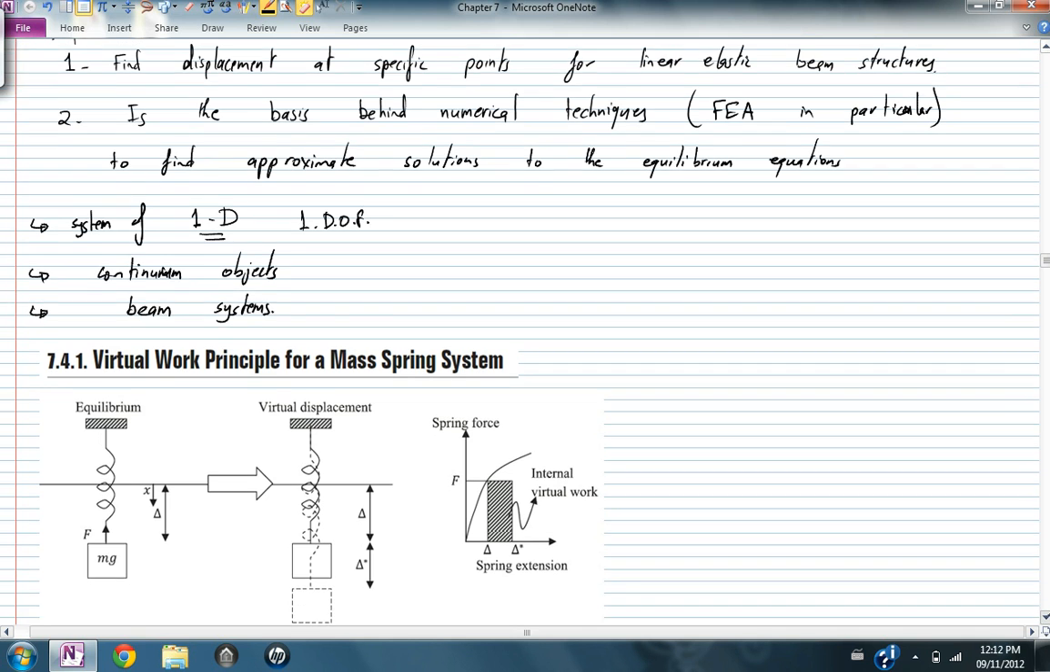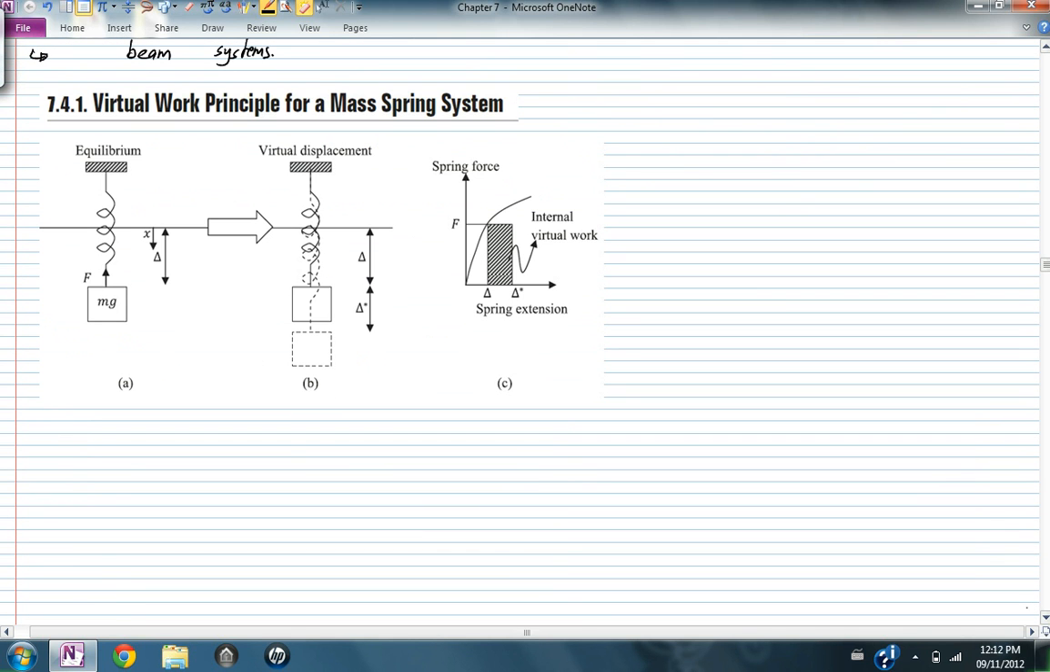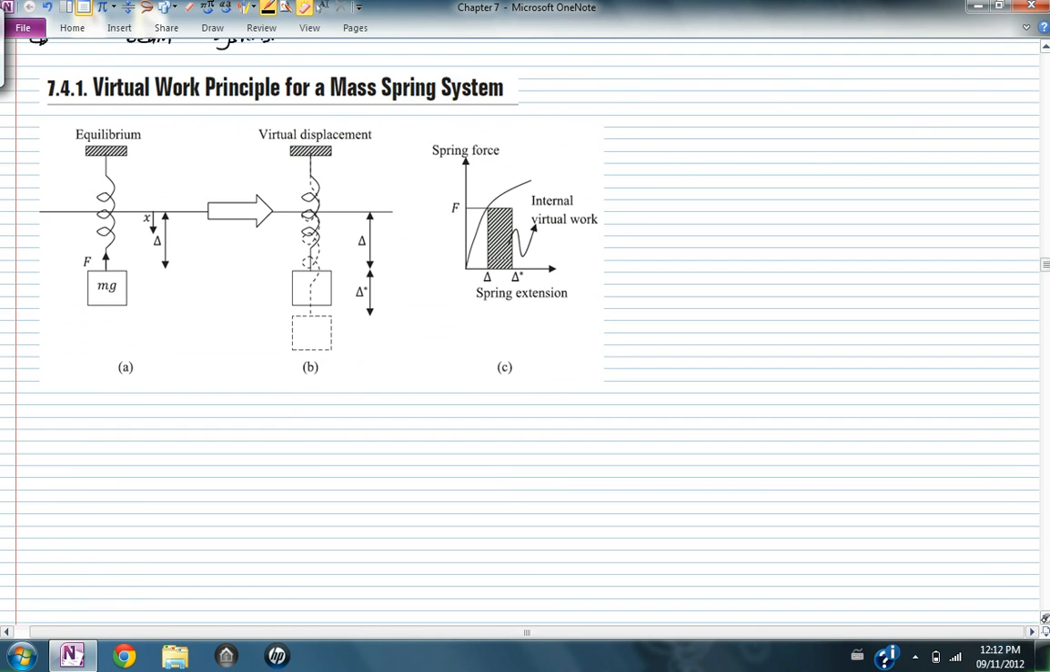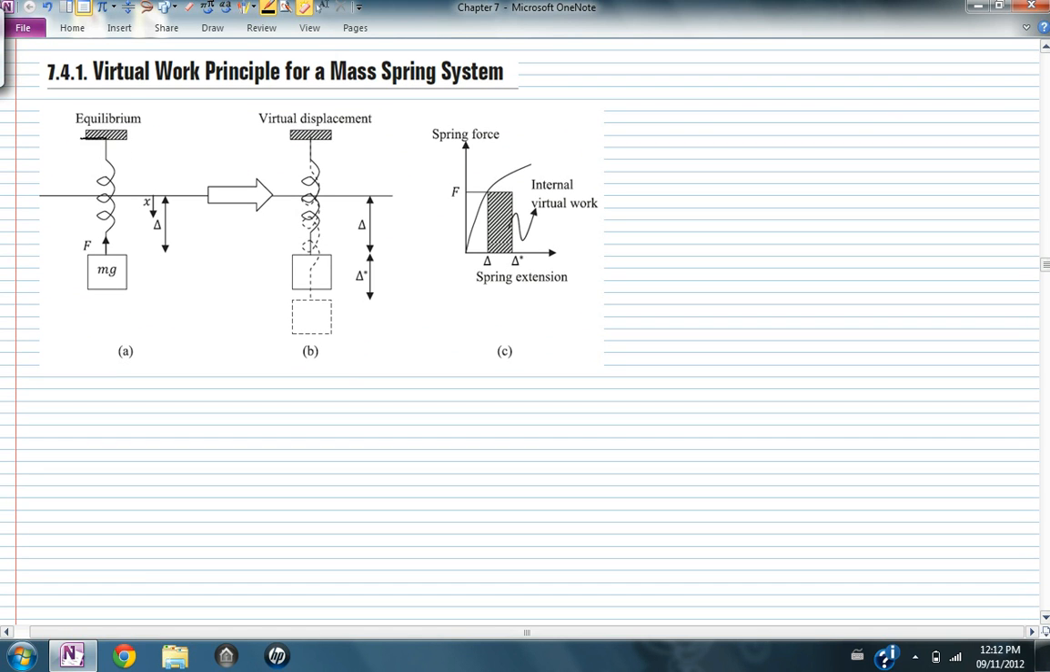Okay, so for 1 degree of freedom, the principle of virtual work is derived as follows. First, let's look at a 1 degree of freedom system made out of a spring and a weight mg. At equilibrium, we know that the force in the spring, F, is equal to the external force, which is mg. The force in the spring is acting opposite to the mg force, and at equilibrium the spring is stretched with the deformation delta such that F is equal to mg.